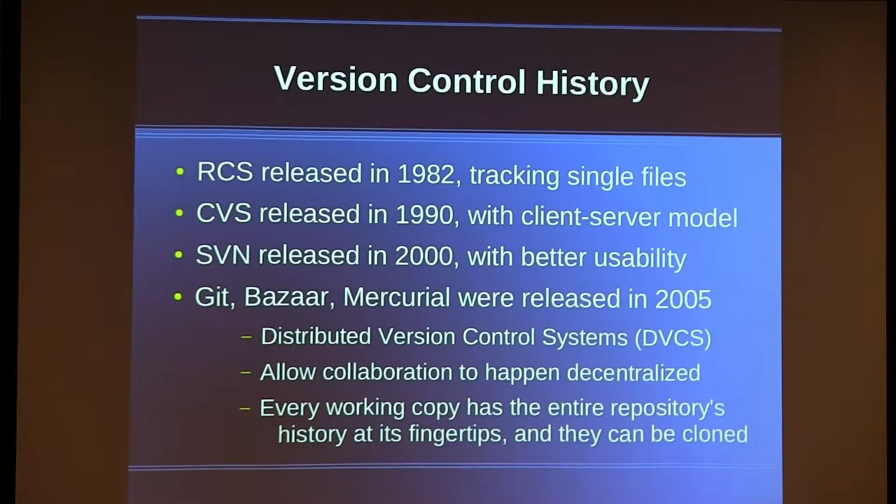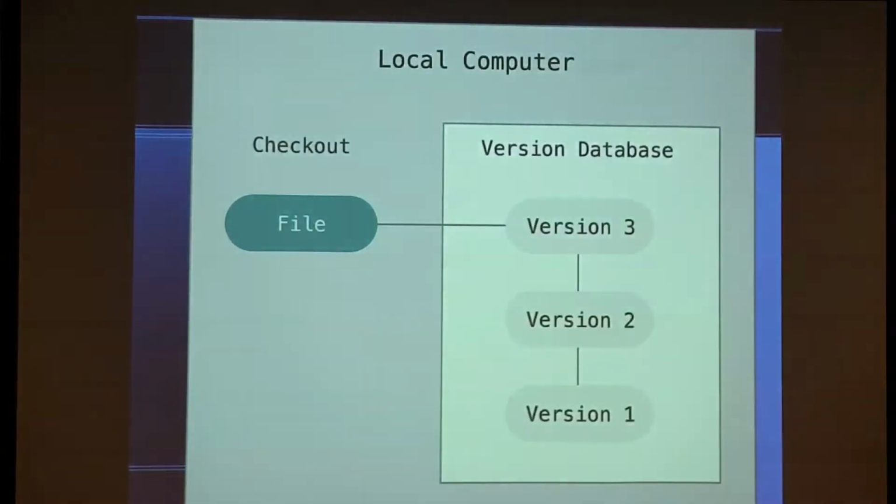This is when distributed version control came out. So Git, Bazaar, and Mercurial are some of the big ones, and they allow the collaboration to happen more decentralized. So if I make a checkout of code from a distributed system, then my working copy actually has the entire history there at my fingertips. And so if I take my laptop offline, I can still browse through the history without connecting to the server. And it allows multiple people to have a single central copy of that repository, which I'll explain a bit more in a second.